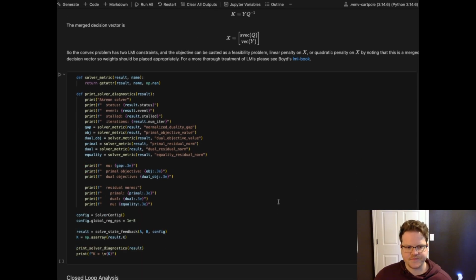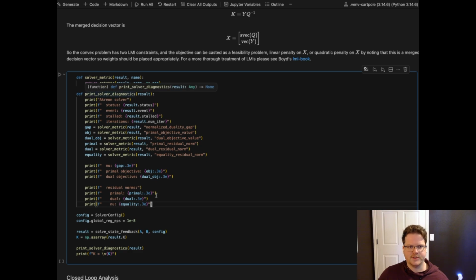All right, so now let's actually solve the problem. This is just some more boilerplate. My solver will return a dictionary of the results, and this is just getting the key-value pair safely from the solver. And then this is printing off the solver diagnostics, so what actually emanates from the solver core. It is primal-dual conic programming. So we essentially get a complementarity, a primal, and a dual, which is really nice.